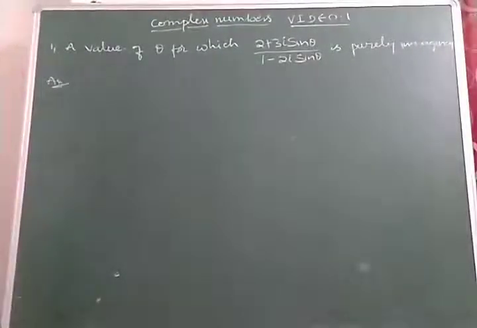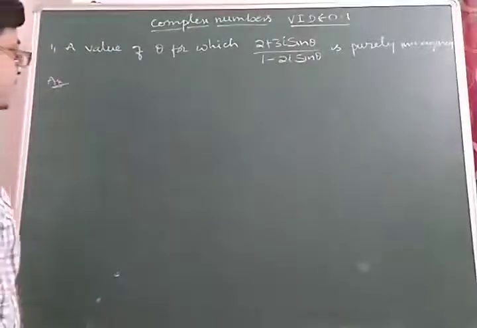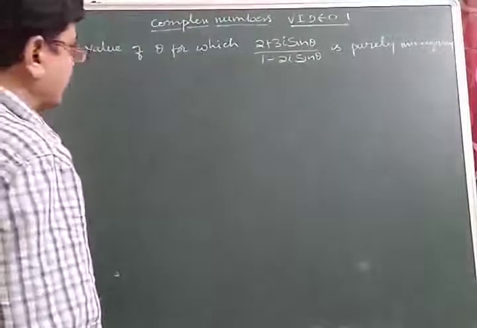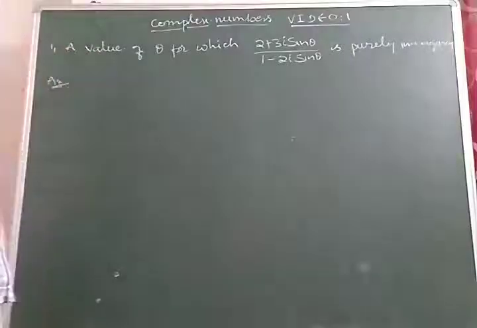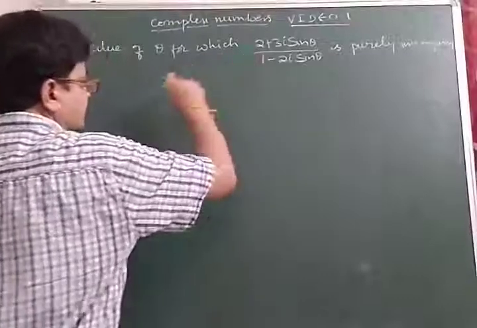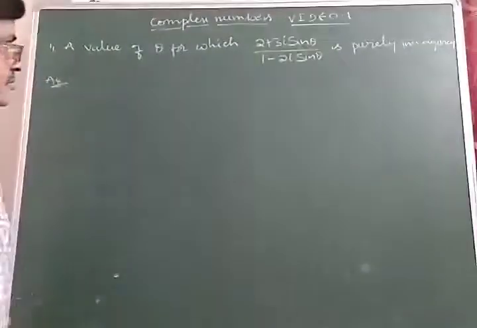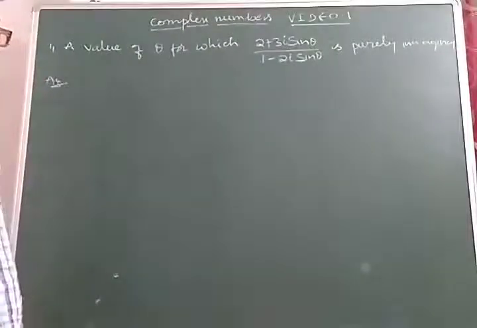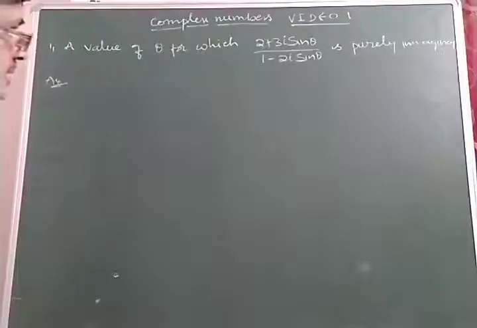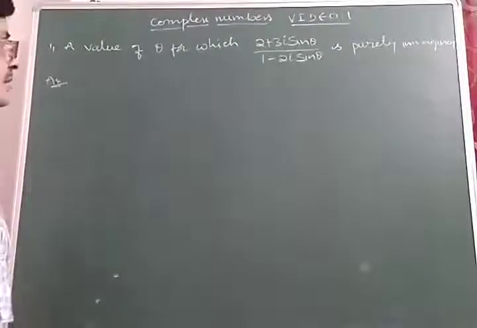Question number 1. A value of theta for which (2 plus 3i sin theta) by (1 minus 2i sin theta) is purely imaginary. That means if it is purely imaginary, the real part is equal to 0. So first of all we take the real part and equate it to 0. Then we get the value of theta.